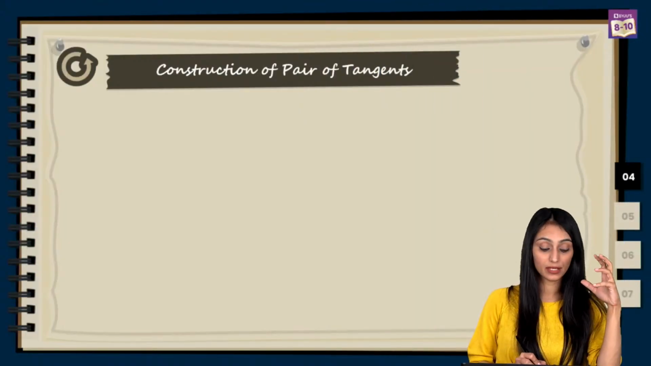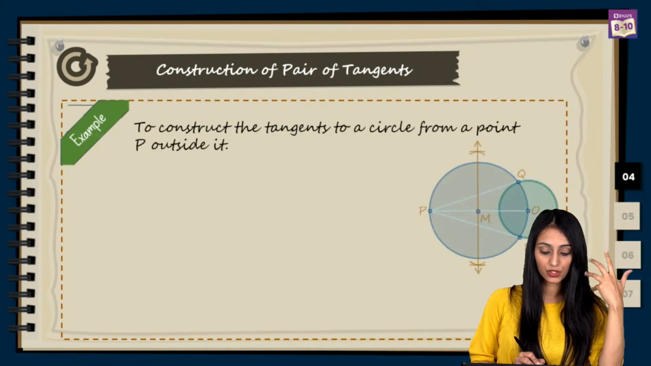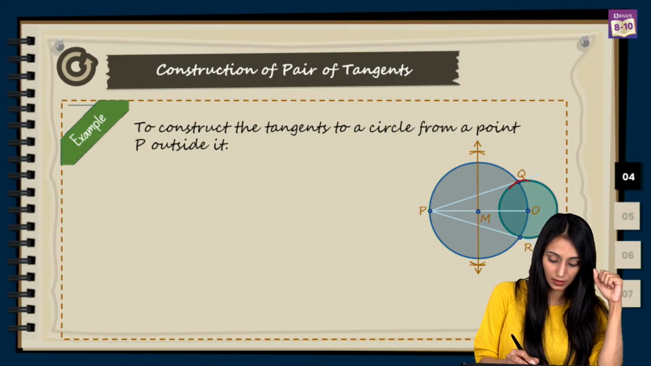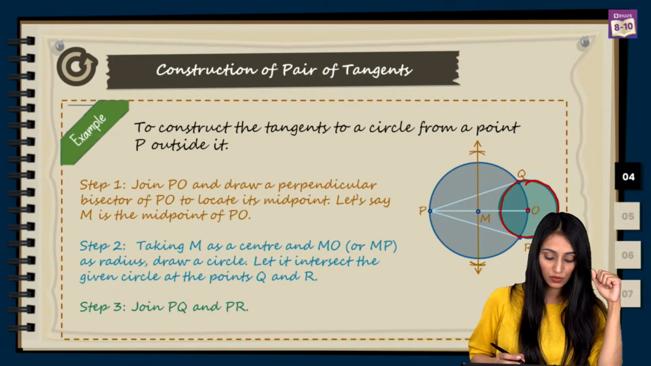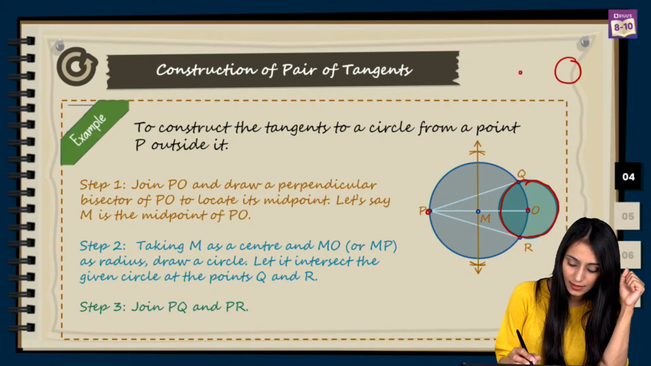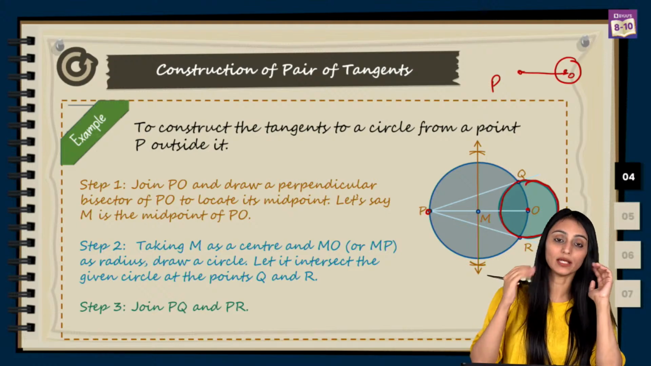Next type we have is basically about construction of pair of tangents. Let's say we have to construct tangents to a circle from a point P outside it. So we have a circle over here, with center O. Let's say this is the external point, and that's the center. Let's join it first of all.